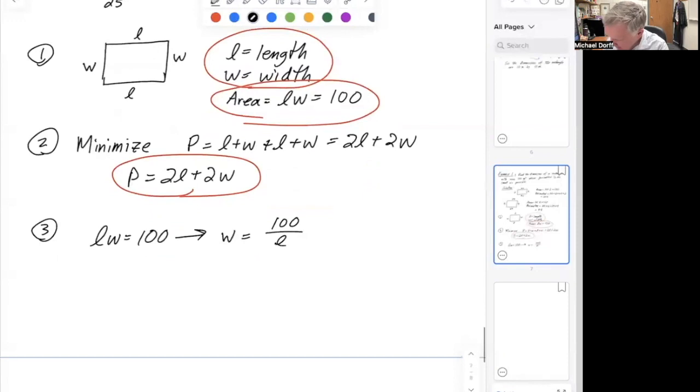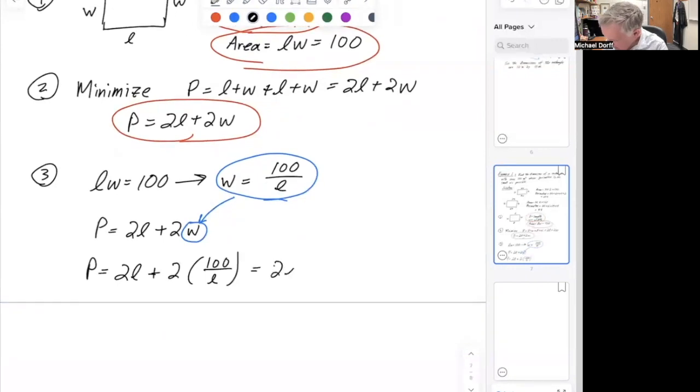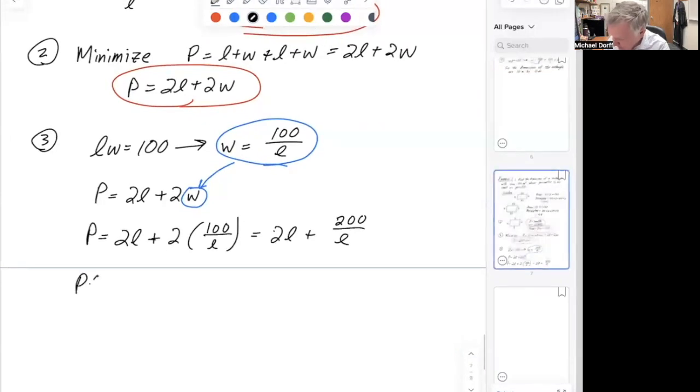And now we're going to take that and substitute it into the P equation for the perimeter. So we're going to take W equaling 100 over L and put that in here for W. When I do that, I get P equals 2L plus 2 times 100 over L, which I can then write as 2L plus 200 over L. So I'm going to write that now as my function in terms of the variable L. P of L is going to equal 2L plus 200 over L.